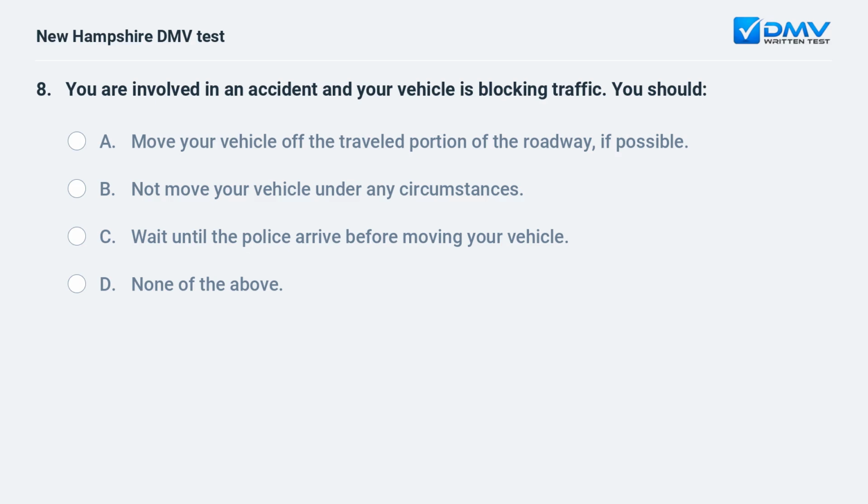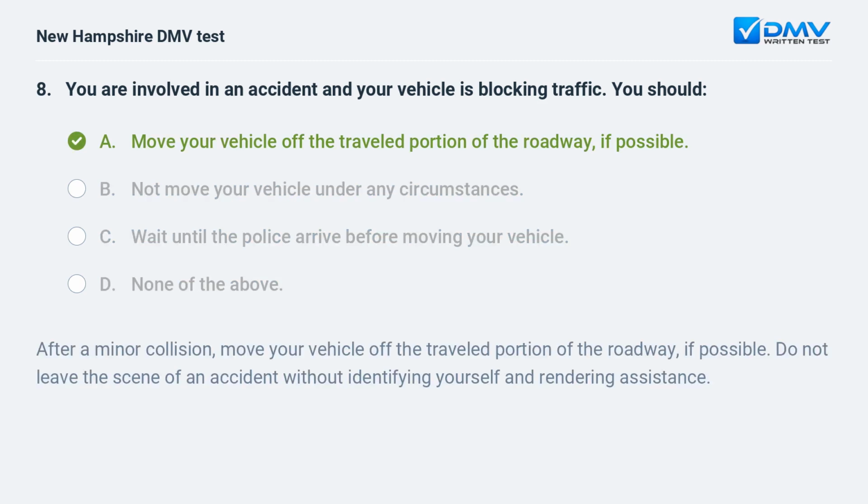You are involved in an accident and your vehicle is blocking traffic. You should a. Move your vehicle off the traveled portion of the roadway, if possible. b. Not move your vehicle under any circumstances. c. Wait until the police arrive before moving your vehicle. d. None of the above.